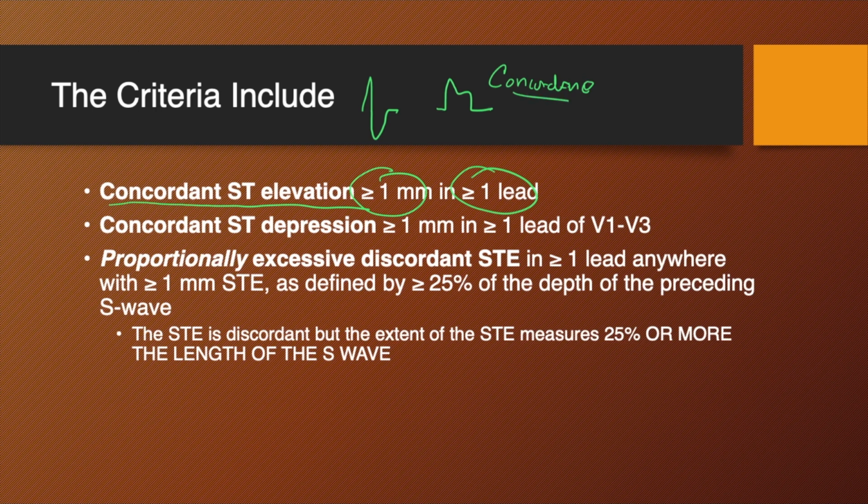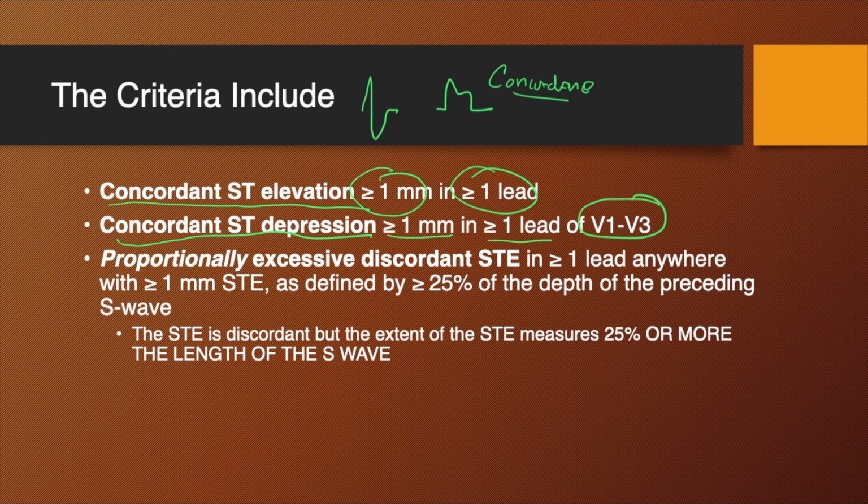This is abnormal. You should not see concordance. All right, so if you have concordant ST elevation, that's a problem. If you have concordant ST depression greater than 1 millimeter in one or more leads, specifically looking at leads V1 through V3, that is a problem.